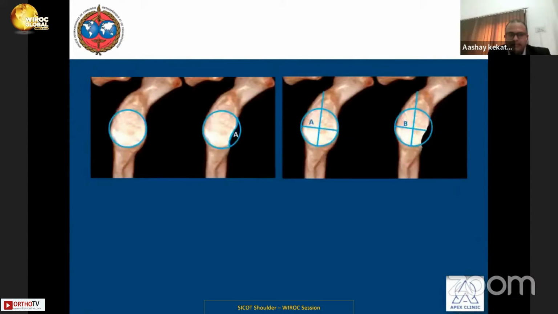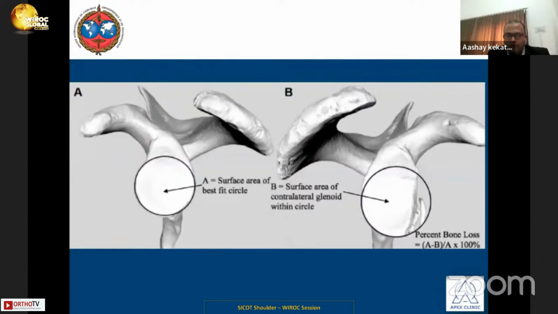So basically, we can determine the amount of bone loss with the PICO technique, with the CT scan or the multi-detector scan, by centering the best-fit circle method and calculating the amount of bone loss. The percentage of bone loss can be calculated by this formula. A is the surface area of the best-fit circle. B is the surface area of the contralateral glenoid.